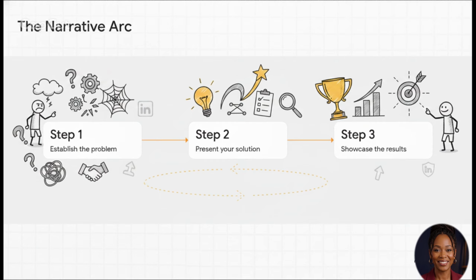And if you notice, this sequence perfectly maps to a classic narrative arc. Step 1 establishes the problem in your industry. Step 2 presents your unique solution. And Step 3 showcases your undeniable results. By arranging your carousel this way, you are actively guiding a recruiter or prospect through your exact value proposition in a matter of seconds. It effortlessly answers what you do, how you do it, and why they should trust you.